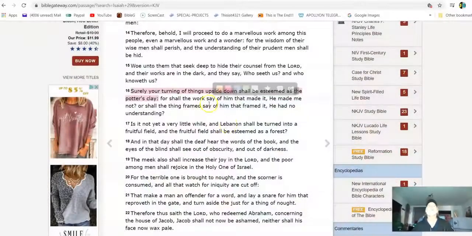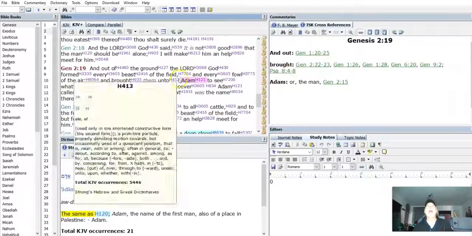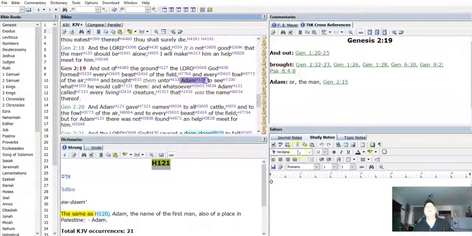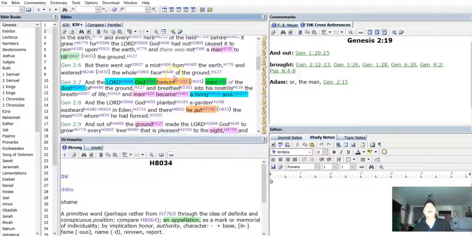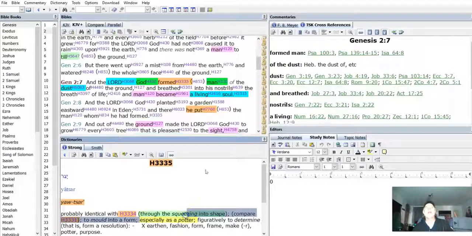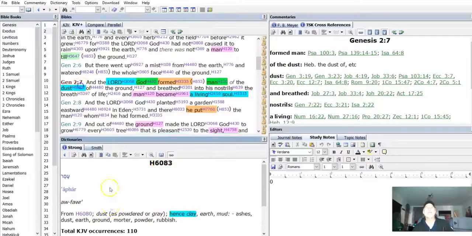Now watch. Check this out. Surely your turning of things upside down shall be esteemed as the potter's clay. Well, who's the potter's clay? Adam is the potter's clay. The one that the Lord God formed is the potter's clay. It says it right here: and the Lord God formed as a potter man from the clay. Well, who is this man?